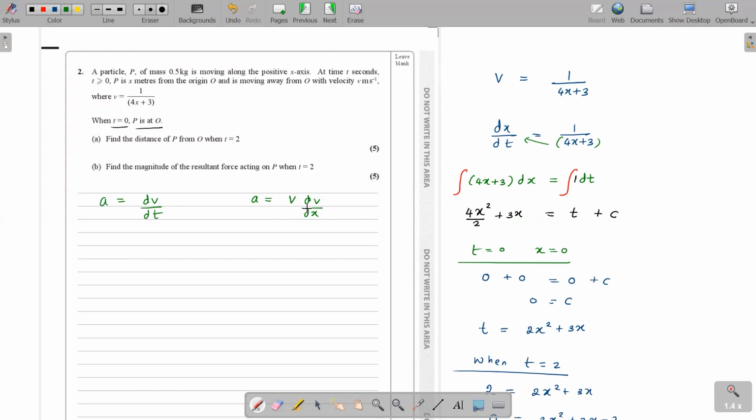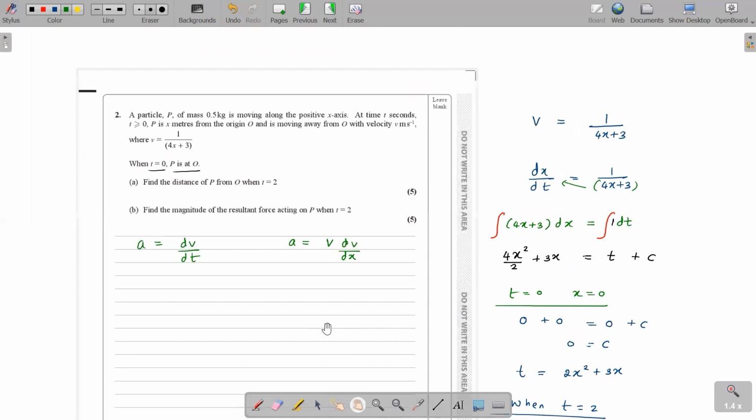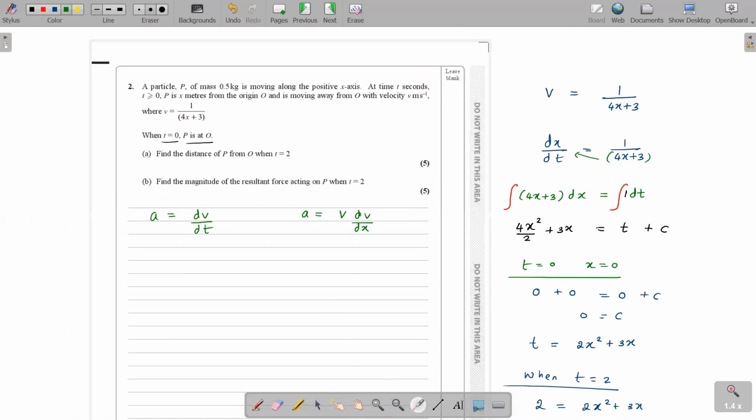So what we can do here is use this equation. The velocity is there, and we can find dv by dx. Let's find dv by dx. We can't use acceleration is dv by dt, by the way, because this is not a function of time, it's a function of displacement. So this one we can remove. Velocity equals 1 over 4x plus 3.